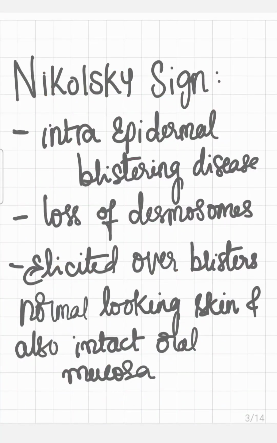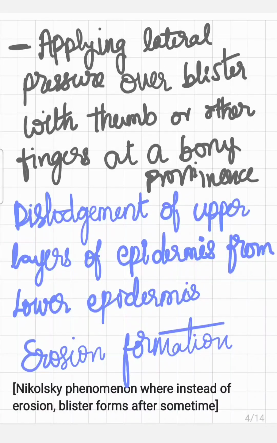So Nikolsky sign is usually seen in intraepidermal blistering disorders where there is loss of desmosomes. These desmosomes are interconnecting junctions present between two epidermal keratinocytes. You elicit this sign over blisters or over normal looking skin and also over intact oral mucosa. You start by applying lateral pressure over the blister with thumb or any other finger pad, and the blisters located at a bony prominence are usually selected.